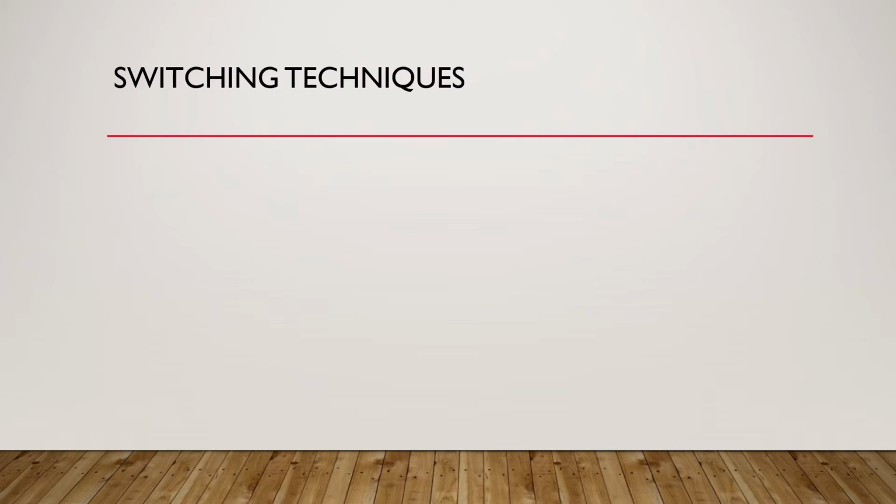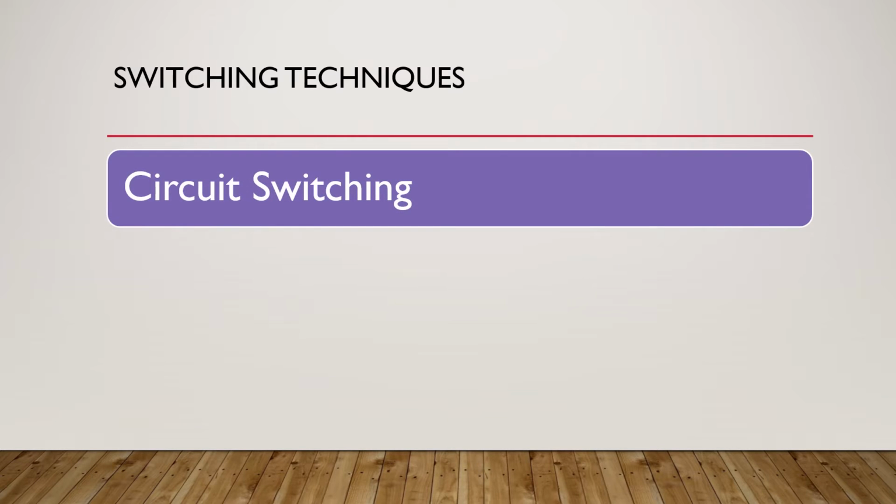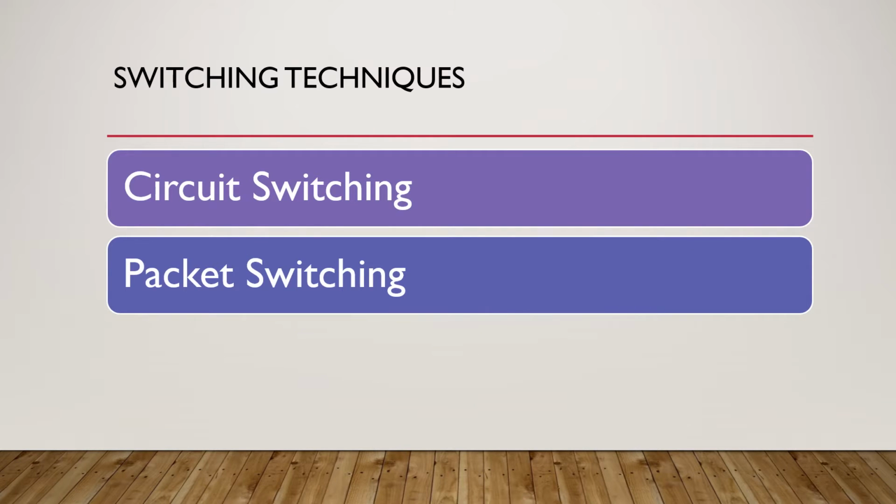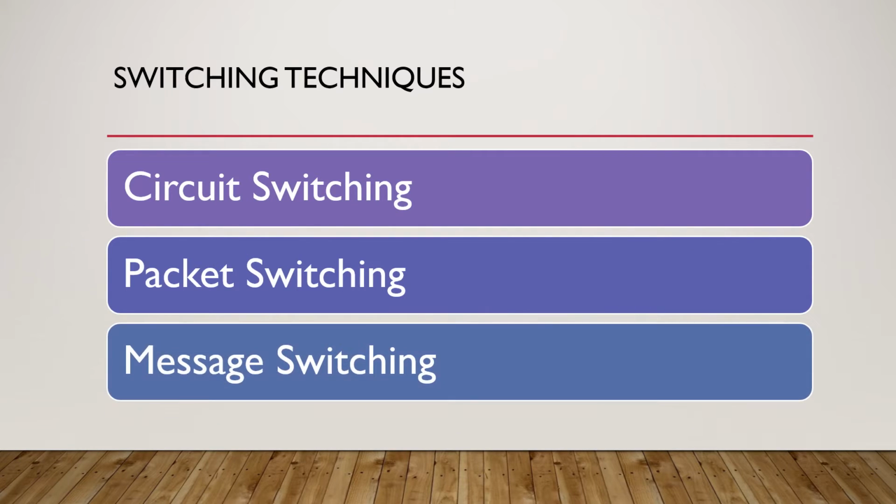There are three common switching techniques. First one, circuit switching. Second one, packet switching. And third one is message switching. We will discuss all of them one by one. So let us start with circuit switching.